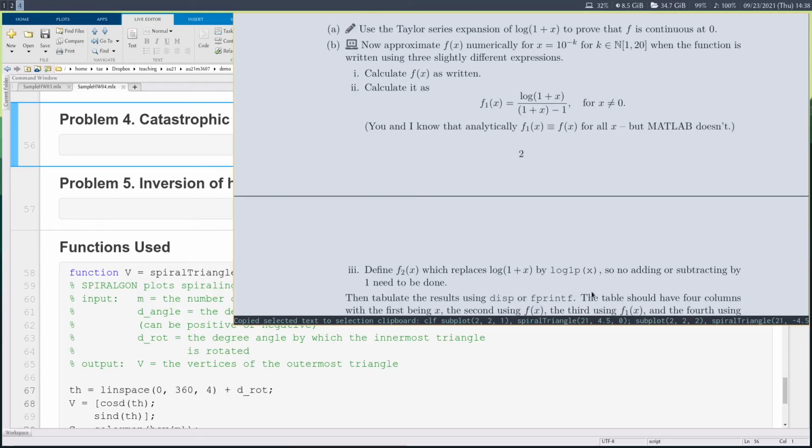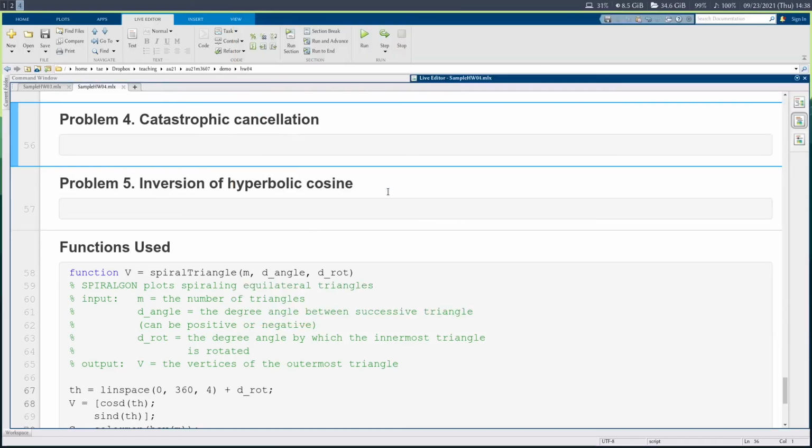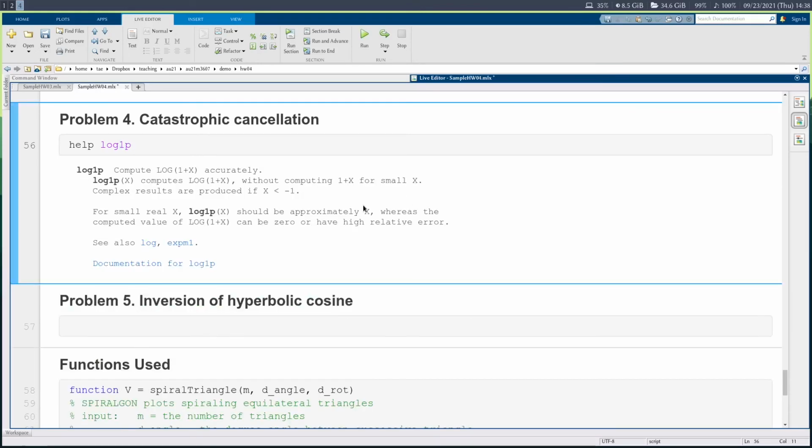And lastly, MATLAB has a built-in function called log1p, and this calculates log of 1 plus x robustly, in a very robust fashion. So if you type help log1p, that means log 1 plus, it computes log of 1 plus x without computing 1 plus x for small x.